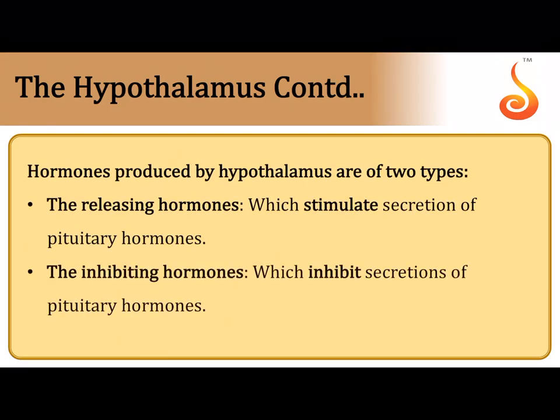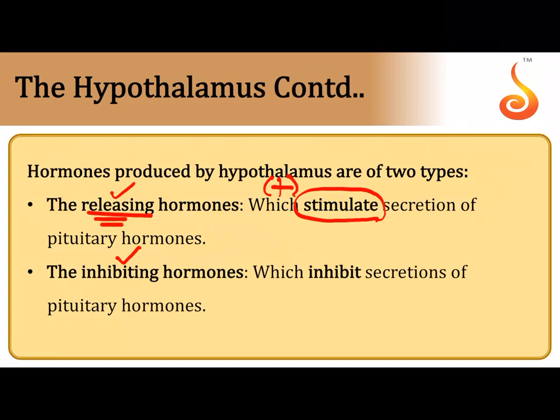Now, hormones released by the hypothalamus can be classified into releasing hormones and inhibiting hormones. Releasing hormones will stimulate the pituitary gland. They have a stimulating effect, a positive effect on the pituitary gland. They stimulate the pituitary gland to release certain hormones. That's why, as the name itself indicates, they are called releasing hormones.